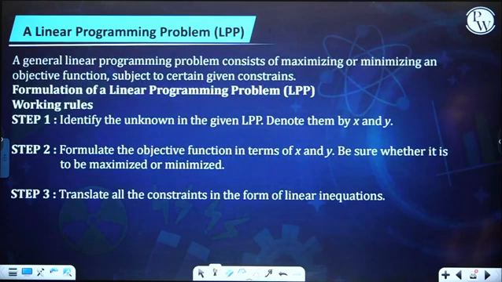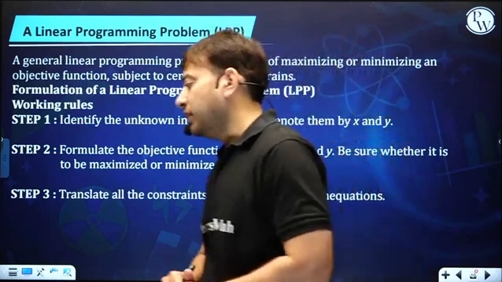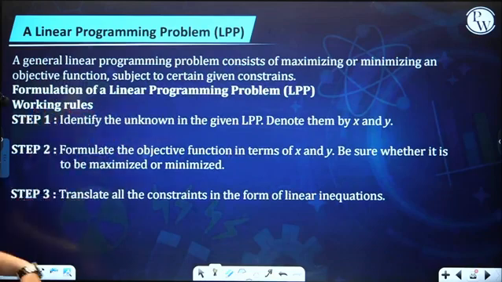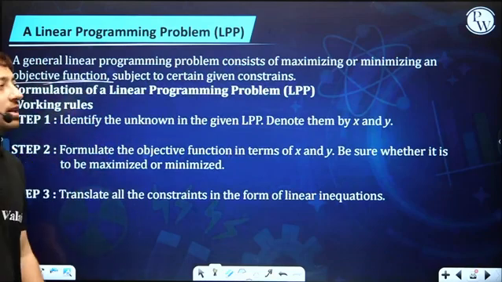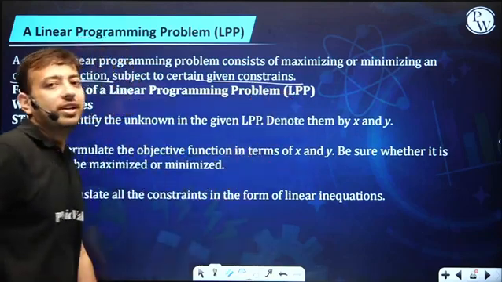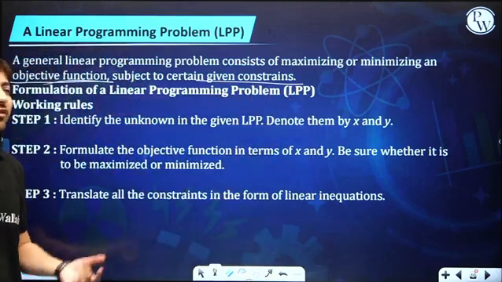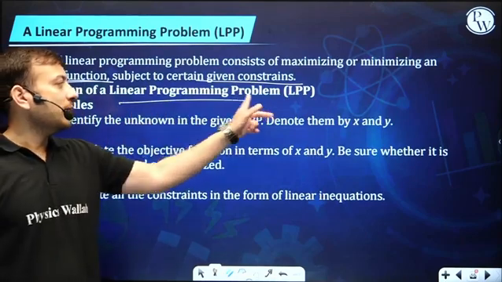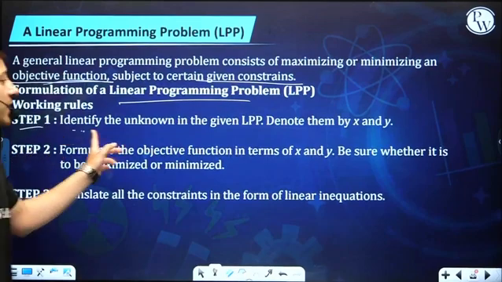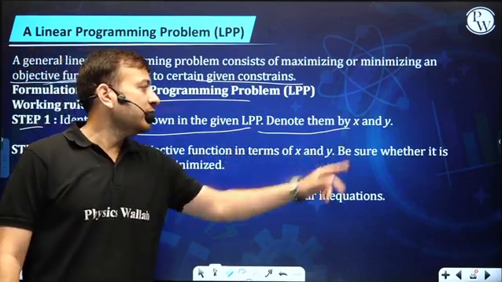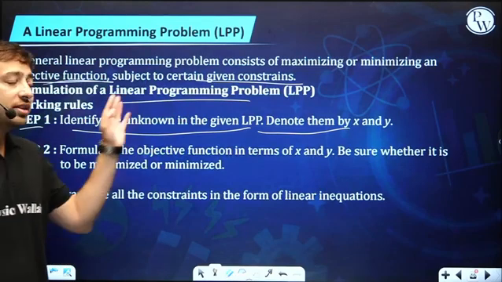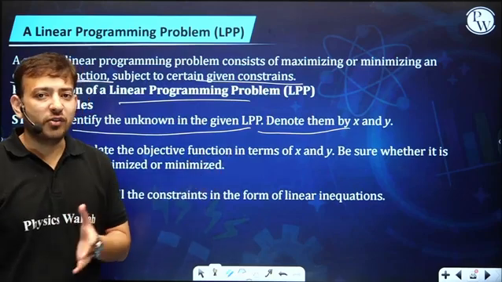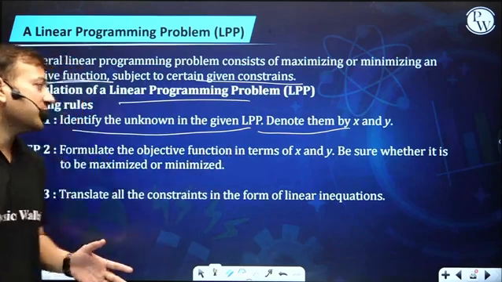Now, how to solve LPP problems? A general linear programming problem consists of maximizing or minimizing an objective function subject to certain given linear constraints. In a general problem, there will always be one objective function and some linear constraints. Now, formation of linear programming problems. Step 1: identify the unknowns in the given LPP and denote them by x and y. But this has now been deleted by the CBSE. Now they are giving only direct forms, meaning direct objective functions and linear constraint problems only.